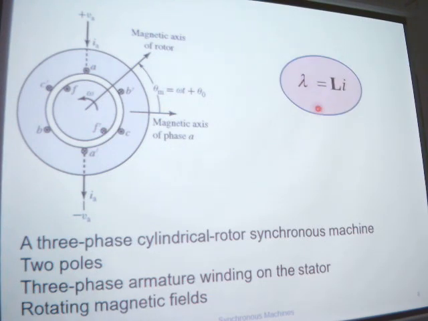We know this equation, lambda equals L i. L is the inductance of a coil, i is the current, and lambda is the flux linkage. We learned this equation in chapter 1. This equation is the basis for understanding the equivalent circuit of the synchronous machine. If you don't know its meaning, you can find it in chapter 1 in the textbook.